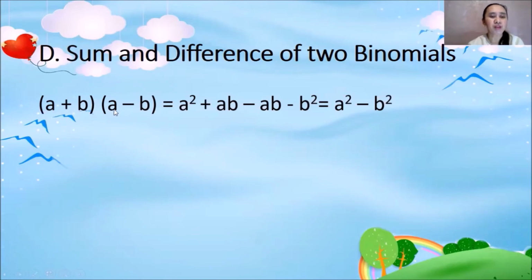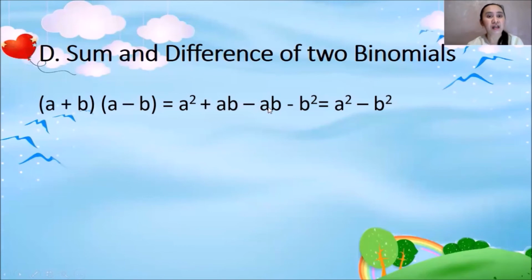Multiply the first term, a times a is a squared. Multiply the outer, a times negative b is negative ab. Multiply the inner, b times a is plus ab. And multiply the last term, positive b times negative b is negative b squared. If we solve negative ab plus ab, that is 0.